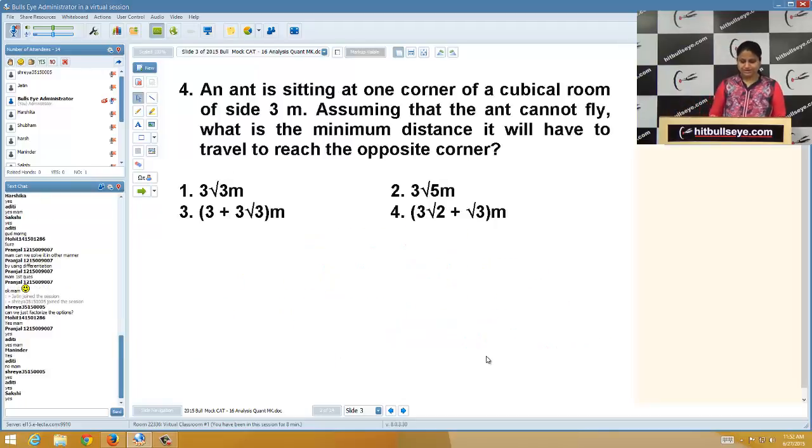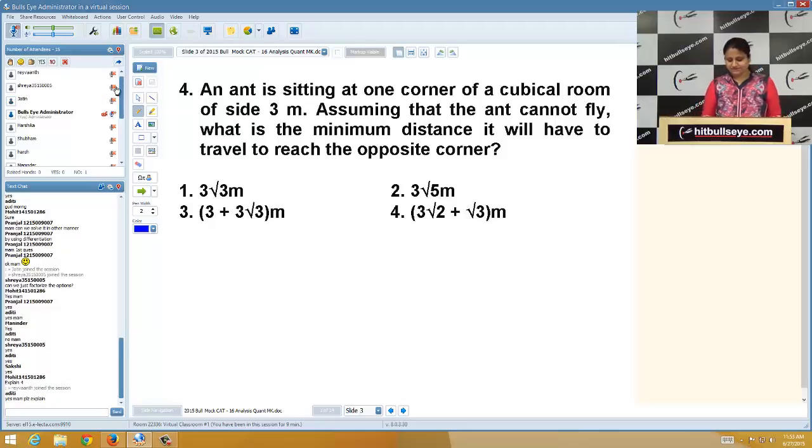Question number 4. Last year CAT question. In many slots, there was this question. Yeah, any problem in this? Please write explain in the chat box. Explain 4. I will explain question number 4. I'm not getting your response.